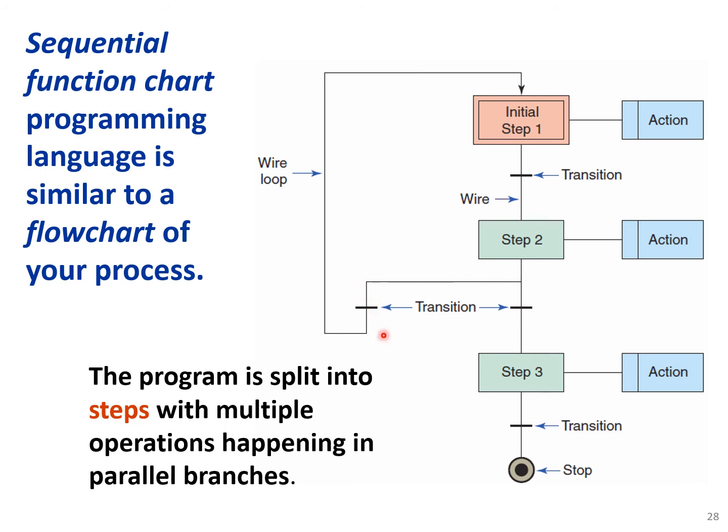Here we have basically a parallel transition. If the output of the first transition is not true, it will move on to the second transition and go through this loop. Otherwise, it will move to step 3, execute the actions in step 3, and finally, if the last transition holds, then the program will be finished at this point.